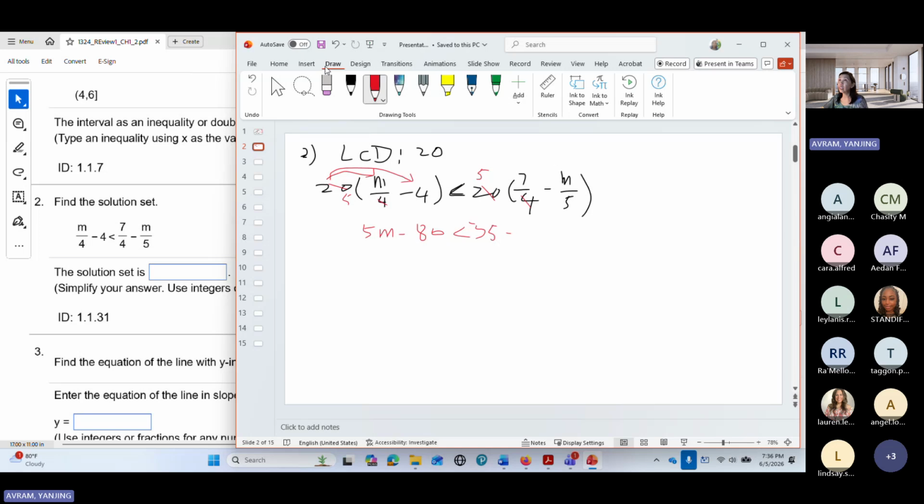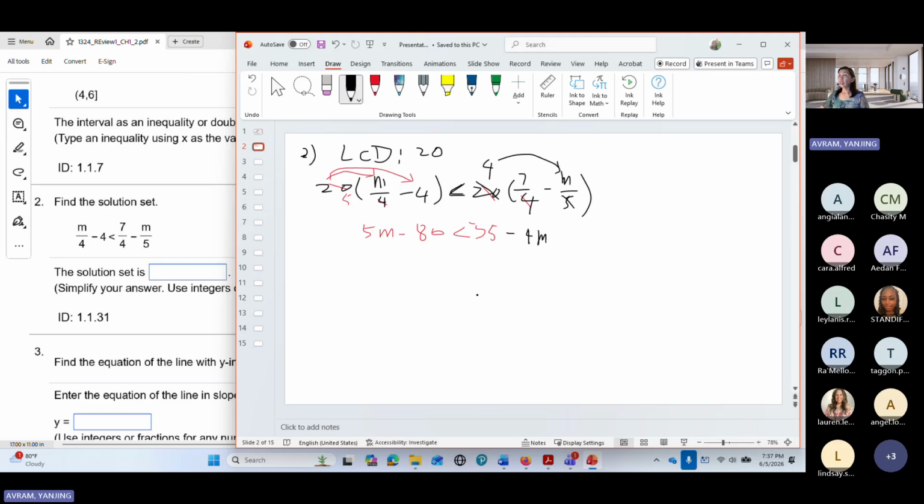Then for the second fraction, when I distribute the 20, the denominator is 5, so 20 divided by 5 gives us 4. This 4 needs to multiply the m, so we get minus 4m here.